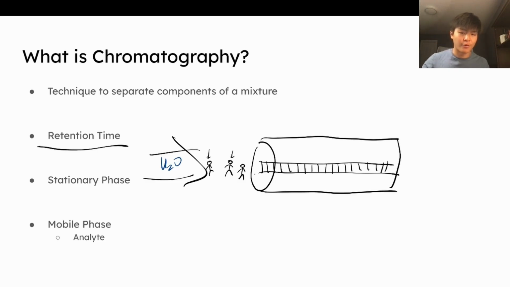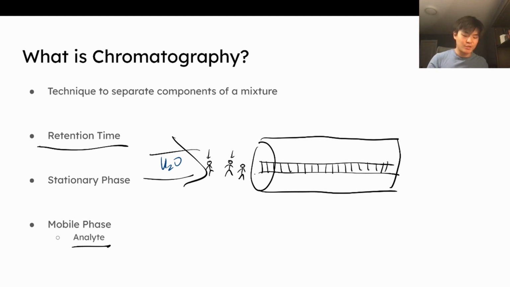Water is rushing through, and obviously these guys are going to get pushed through, right? These people are called analytes. These are things we want to analyze, which is why they're called analytes. Usually they're proteins, could be organic molecules, who knows? But either way, these people are analytes.